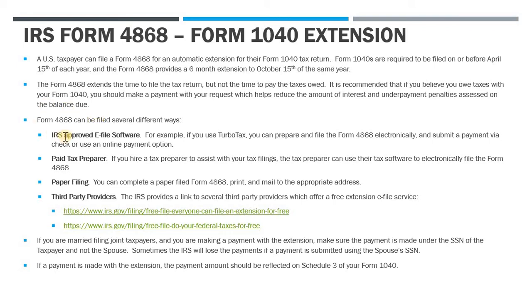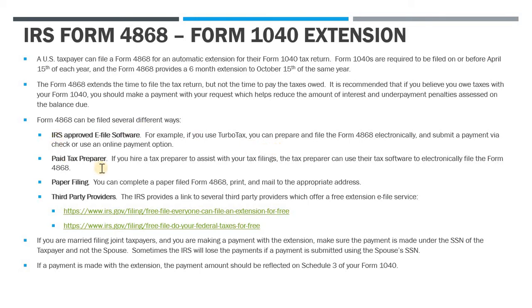So how do you file this? Well, the 4868 can be filed a number of different ways. The first one is through an IRS-approved e-file software platform. For example, if you're going to self-prepare your return and you're using TurboTax, the TurboTax software has the ability to generate 4868s. You can file them electronically and submit the payment either online or you mail in a check. Okay, so that's the first option that you have as a self-prepared Form 1040 filer.